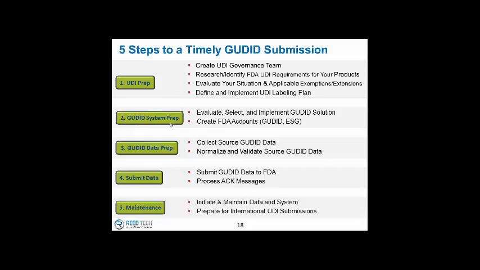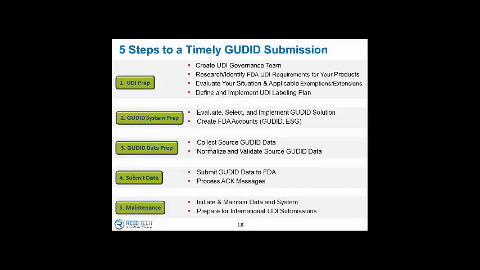Step 2 then is to concentrate on GUDID system. And I have an additional slide here to develop this particular topic. But basically, you want to look at some of the options and then create necessary accounts. So all medical device manufacturers will need to create an FDA account. If you're using SPL as an electronic submission methodology, then an electronic submission gateway would also need to be created.